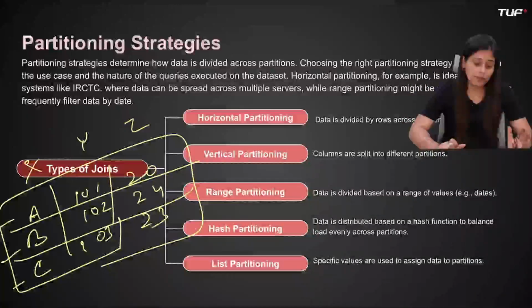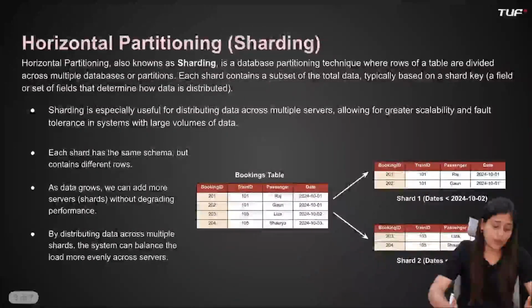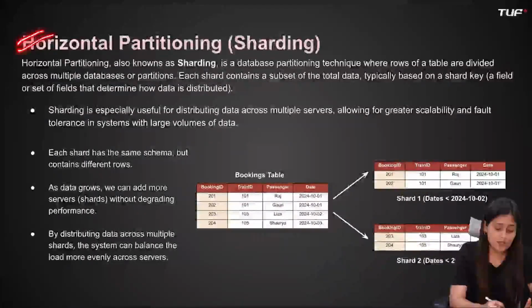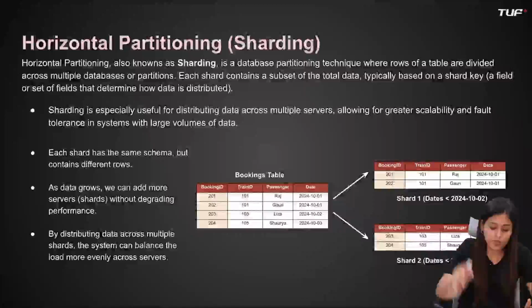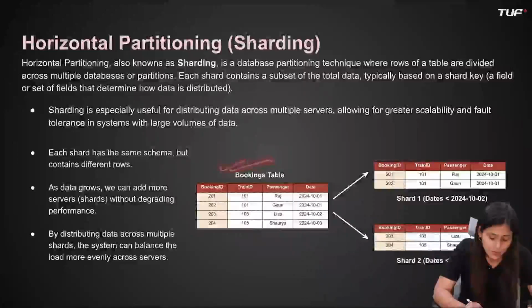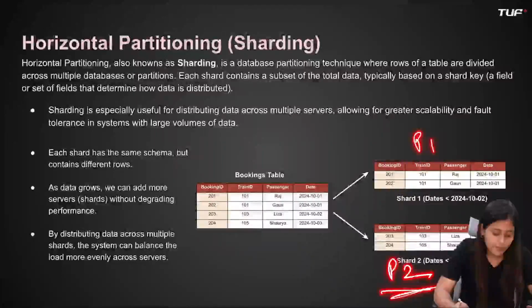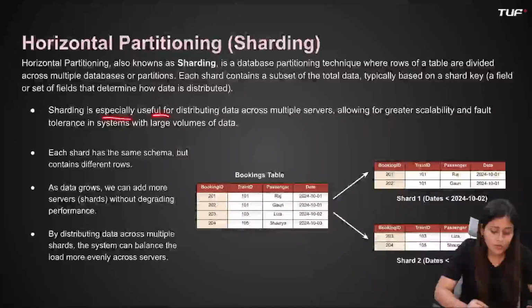So this was all about the partitioning strategies we discussed. First, horizontal partitioning, which is also called sharding, divides the table on the basis of rows. So in the bookings table, you can see booking IDs 201, 202, 3 and 4. The first 2 you have selected for partition 1 and the second 2 for partition 2, right? Sharding is especially useful for distributing data across multiple servers, allowing greater scalability and fault tolerance.